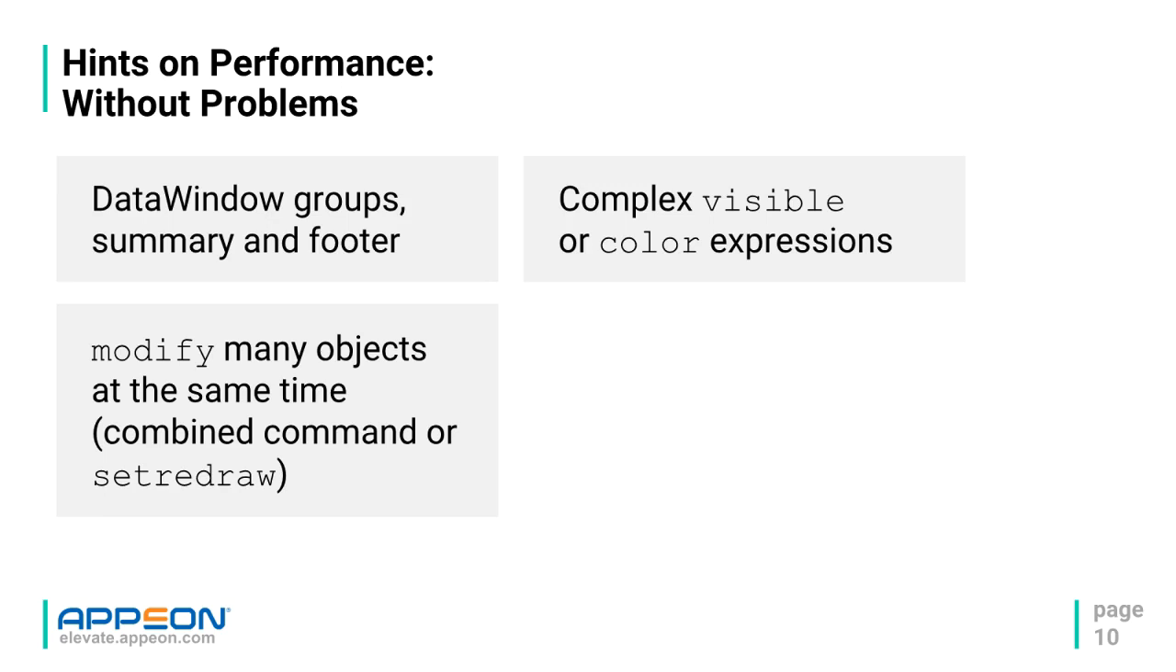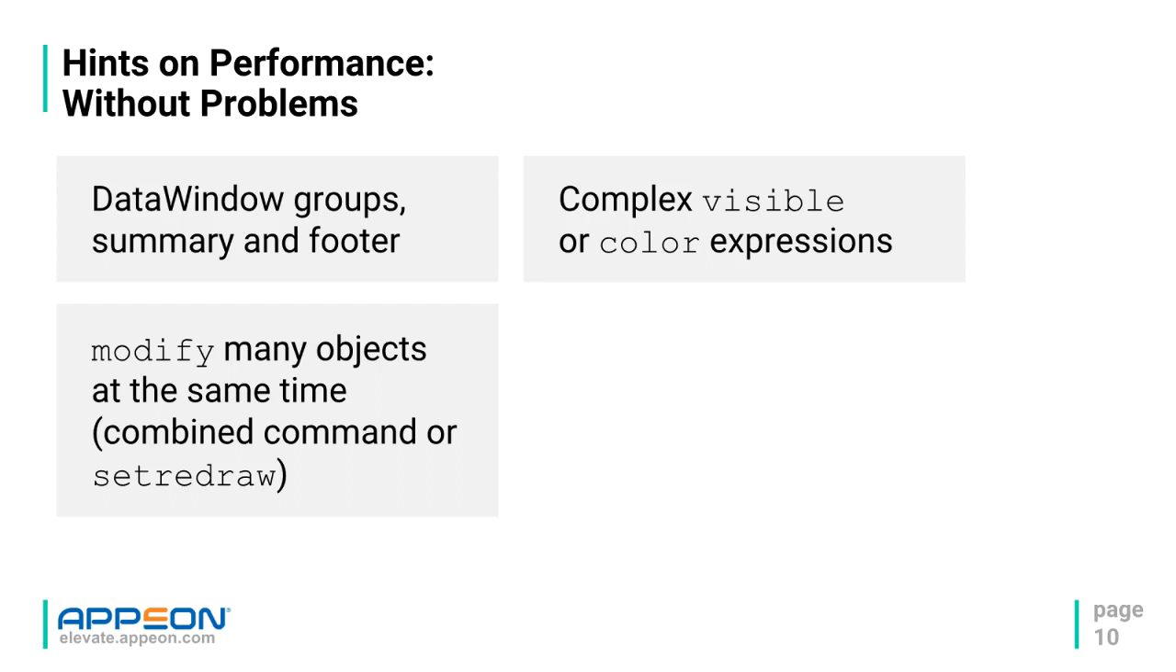You can modify many objects at the same time. Last year I told you to use the SetRedraw function. In the start, SetRedraw false. In the end, SetRedraw true. That works perfectly. There's another way. You can modify many objects at the same time by just adding them with a space in between.